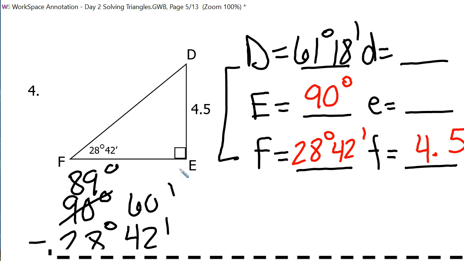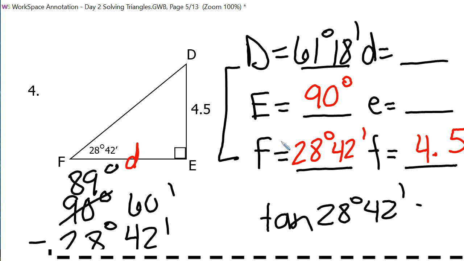Now, let's find side D next. So here's D right here. Using what's labeled on that triangle, what trig function will we have to use? Sine, cosine, or tangent? Tangent. Yes, we have the opposite side and the adjacent side, so we will have to use tangent here. So we need to do tangent of 28 degrees, 42 minutes, and tangent is equal to opposite, which is 4.5, over adjacent, which is D.